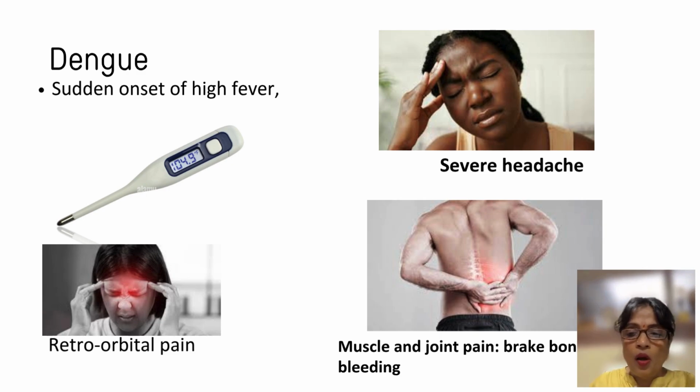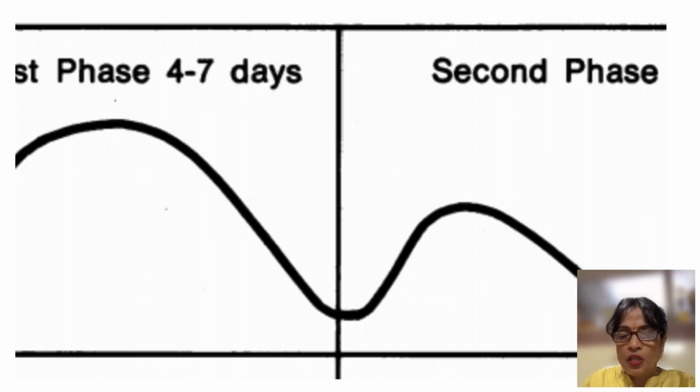Now, dengue, along with those characteristic features, has other features like retroorbital pain. The patient also may have severe headache and, very characteristically, back pain. This is also called breakbone fever. And along with this, there may be some bleeding manifestations. So these are some of the very typical features which will help you in the diagnosis of the etiological agent.